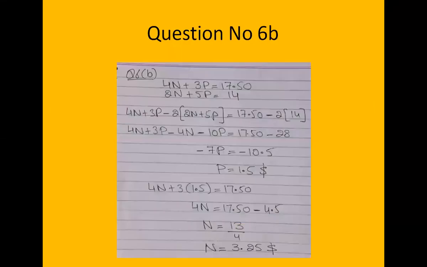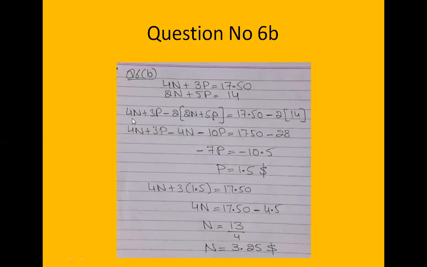So 4N plus 3P equals 17.50, and 2N plus 5P equals 14. I will use the method of elimination. I will try to make the coefficient of N the same. How? I will multiply the second equation by 2, and I will subtract it from the first equation. From the left side, I will subtract the left side, and from the right side, I will subtract the right side.